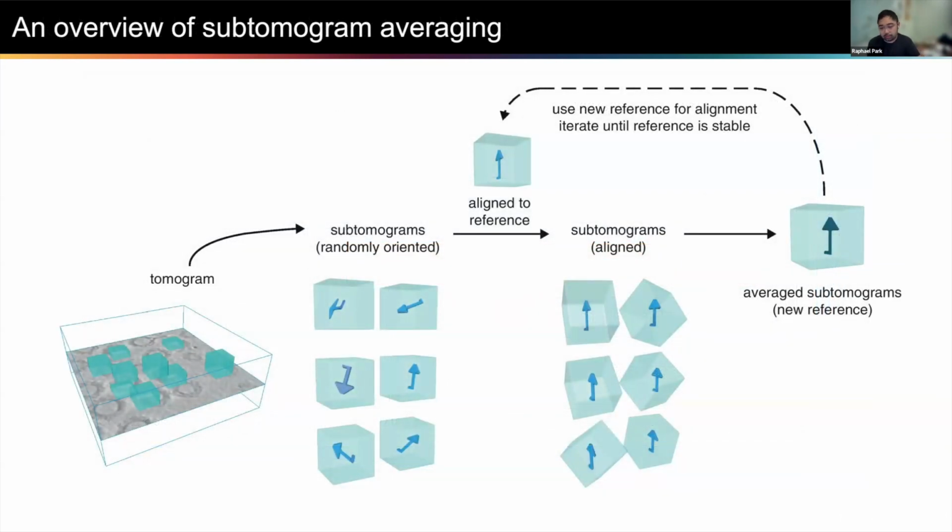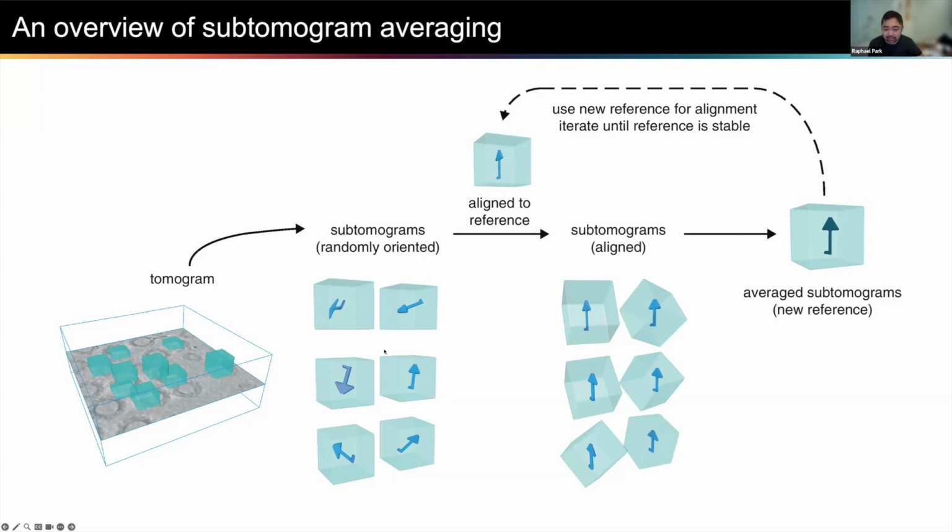So before I go into the deep list of examples where cryo-ET is used very usefully, I want to talk about a few key concepts before we move on. Subtomogram averaging is similar to particle alignment in single particle cryo-EM, but like the name suggests, we are using subtomograms, which are small 3D volumes of your interest that you want to extract from your tomogram.